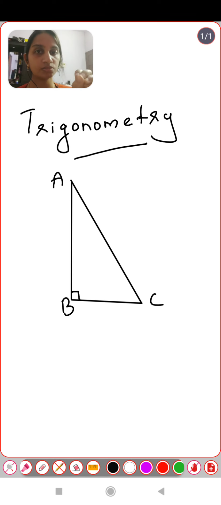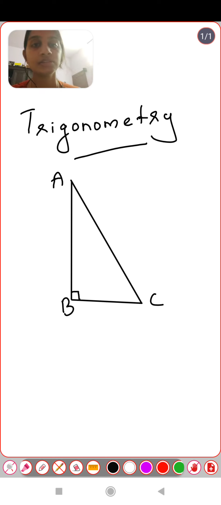Okay, there is some relation between it. So trigonometry means the relation between the angles and sides of a right angled triangle. Okay, what is trigonometry? It is the relation between the sides and angles of a right angled triangle.